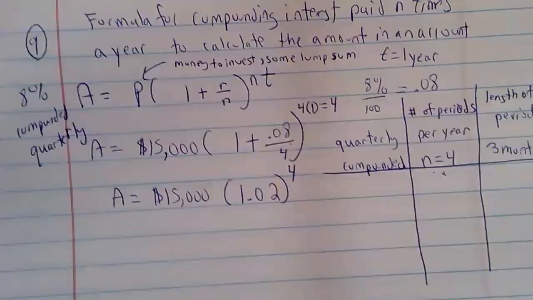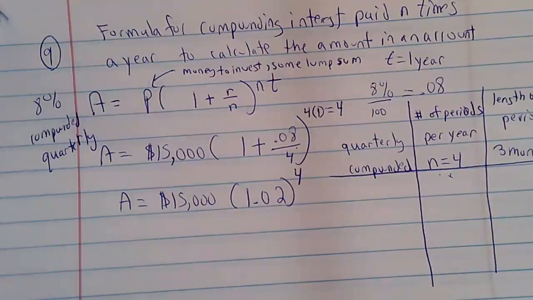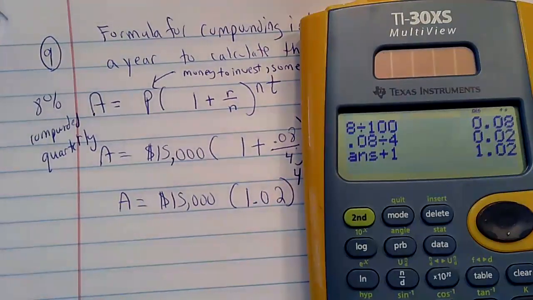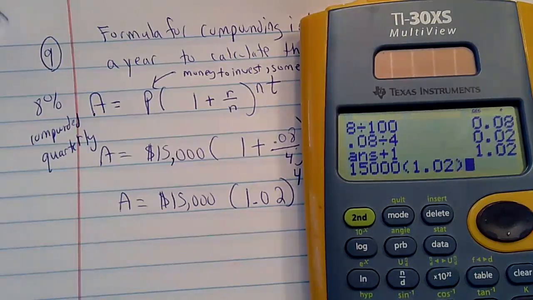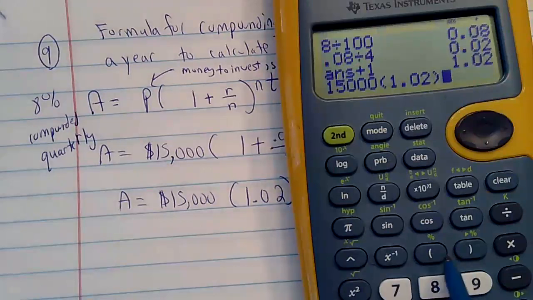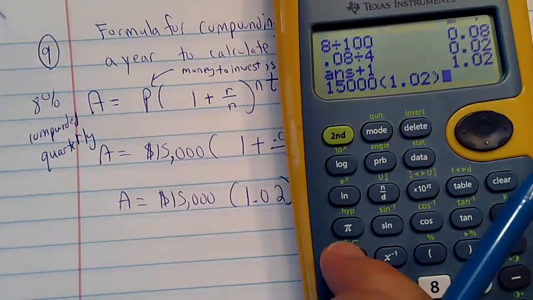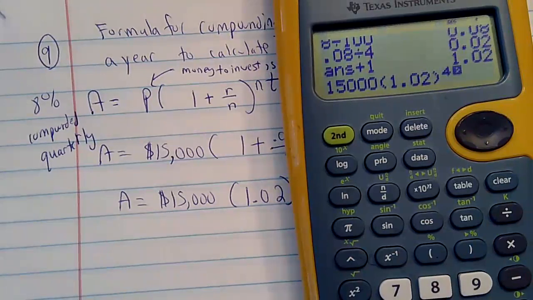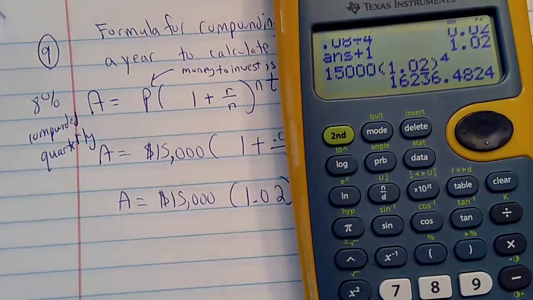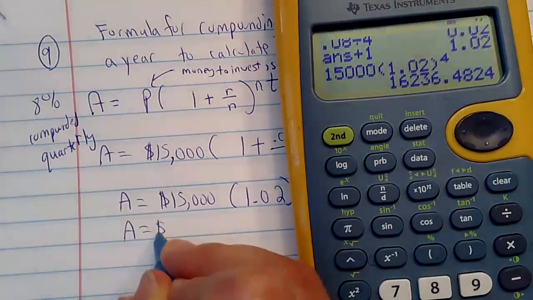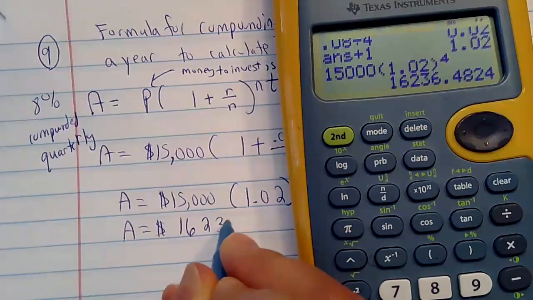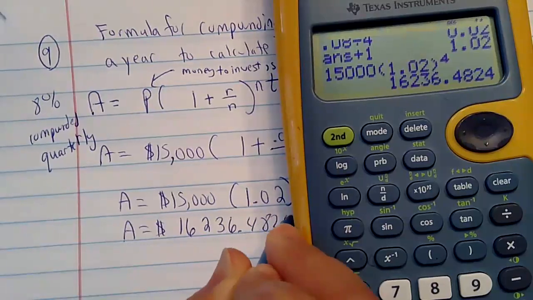Yeah, and then I want to type this into the calculator. So I have 15,000 times, and I can do parentheses here, open parentheses, 1.02, close parentheses. The parentheses are on top of the 8 and 9. Then this is where I use the exponent key, the hat key, and I raise it to the 4th power, and then I can just hit enter after that. Okay, so I get A is equal to 16,236.4824.